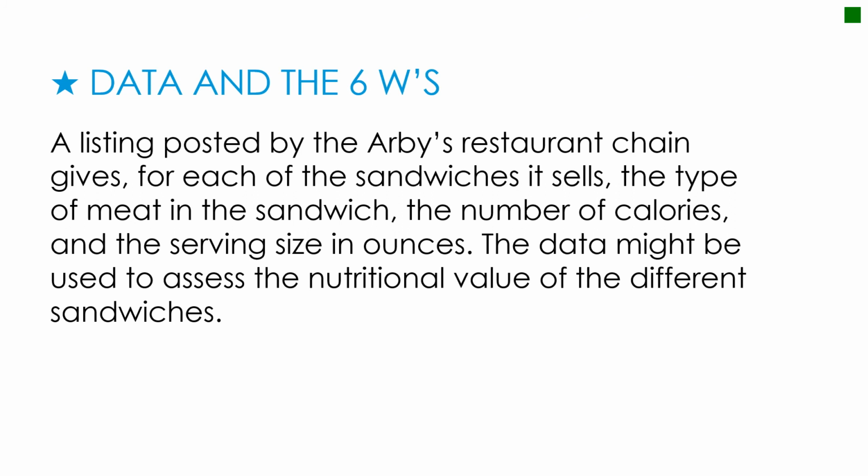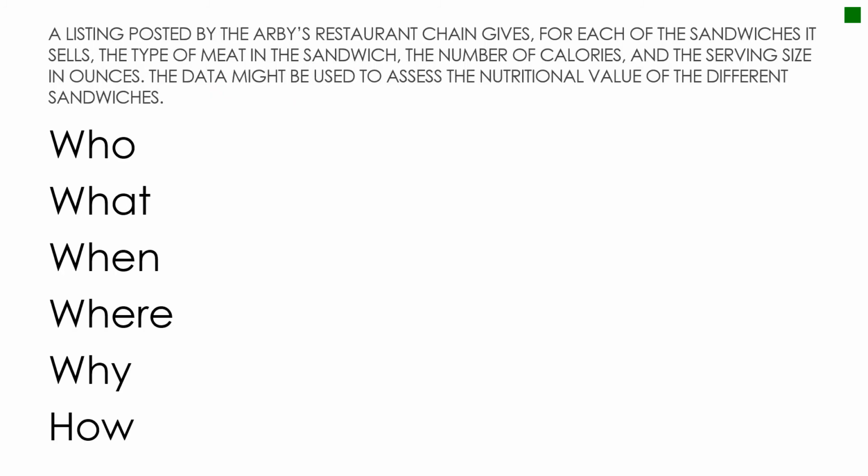Again, here is a situation for you to try to see if you can do all of the W's on your own. A listing posted by the Arbys restaurant chain gives for each of the sandwiches it sells the type of meat in the sandwich, the number of calories, and the serving size in ounces. The data might be used to assess the nutritional value of the different sandwiches. So what I would like for you to do is to press pause and see if you can find all of the W's for the situation given.